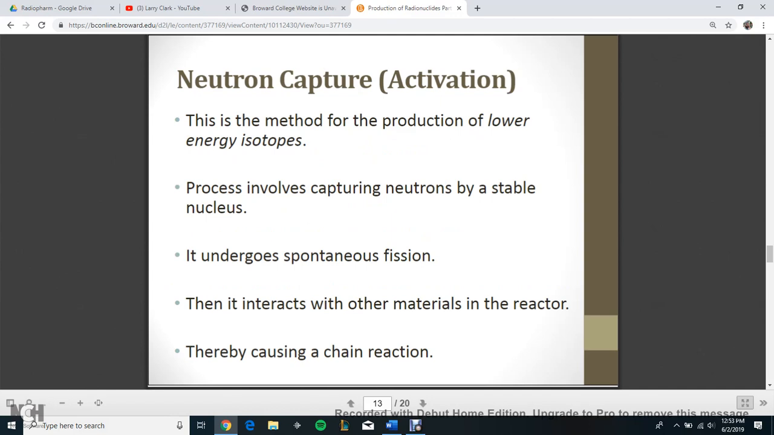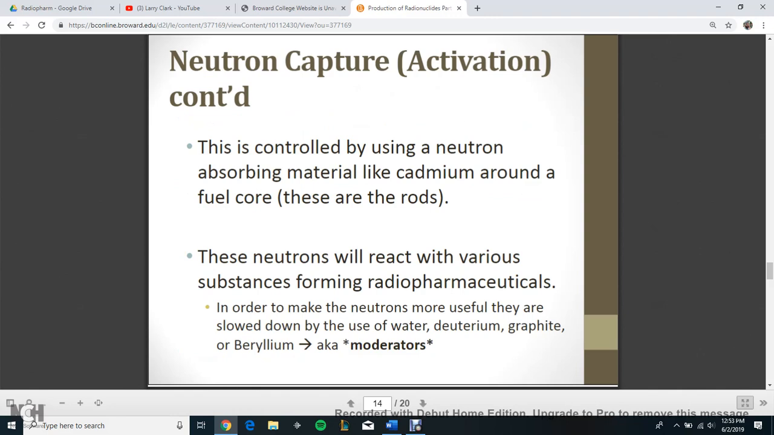Neutron capture activation. This is the method for production of lower energy isotopes. The process involves capturing neutrons by a stable nucleus. It undergoes spontaneous fission. Then it interacts with the other materials in the reactor, thereby causing a chain reaction. This is controlled by using a neutron-absorbing material like cadmium around a fuel core. These are the rods. These neutrons will react with various substances, forming radiopharmaceuticals.